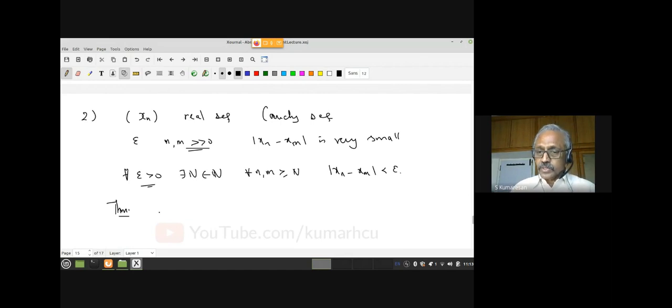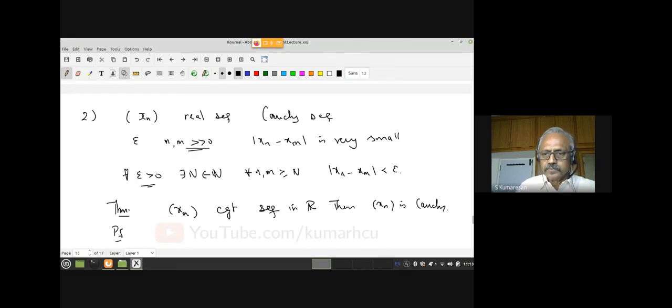Okay, so even if you think you had already seen a proof, you will only know a line by line proof. Now you will understand what is really happening. So the theorem is, suppose xn is a convergent sequence of real numbers, then xn is Cauchy. Okay, this is what we want to prove.